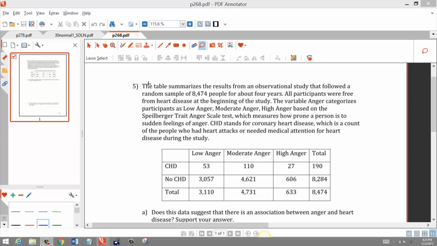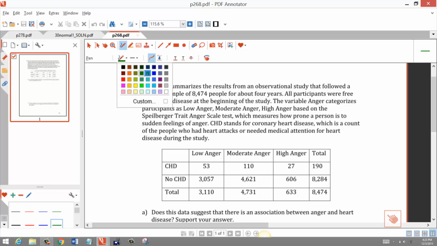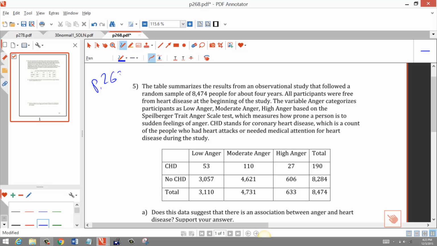Hello, my friends. I wanted to do this two-way table problem where you assess the association between two categorical variables. In this problem, actually, we did it sort of as a quiz in class. It's in the workbook on page 268, I believe. There's a lot of text to read, so I just want to skim through it and pull out the most important parts.